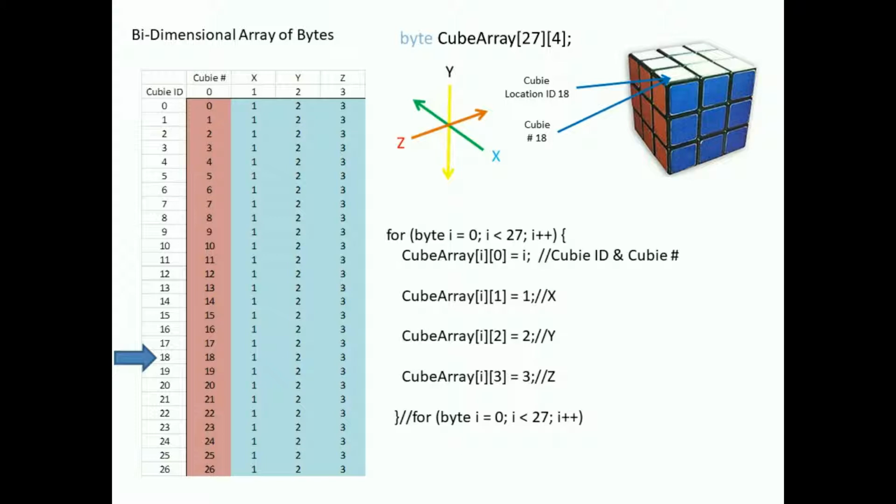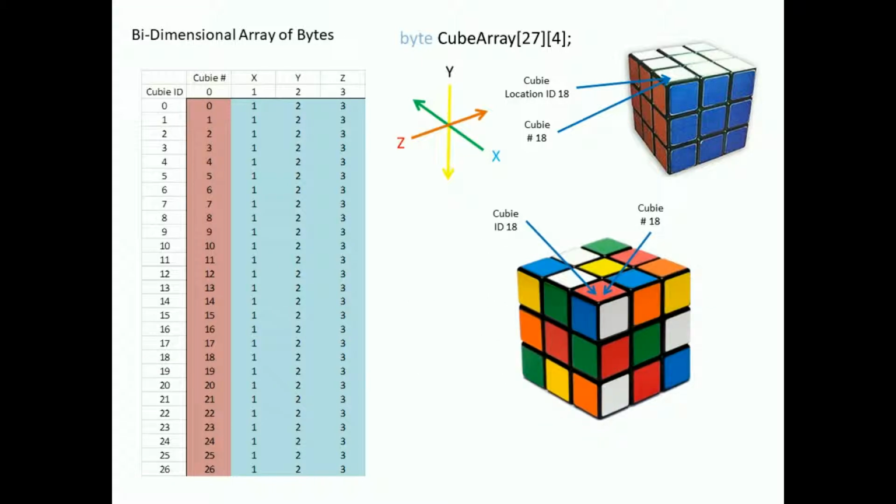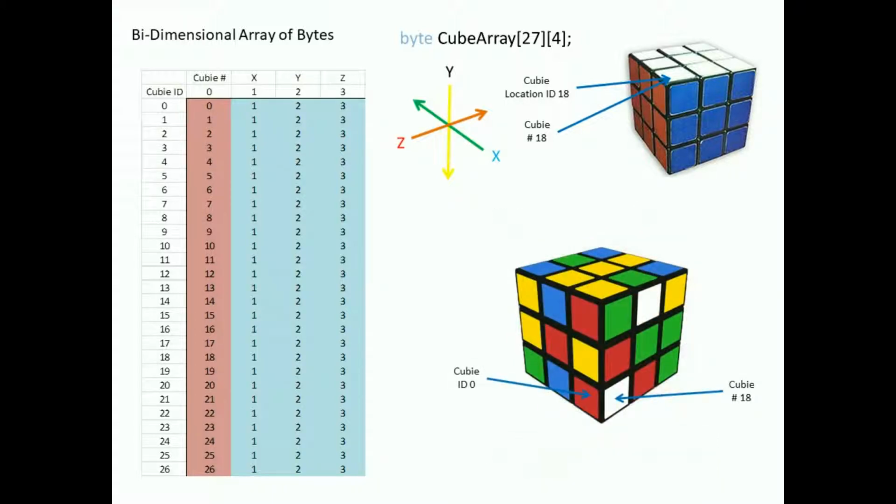So what if we were to jumble up this cube? Well, here we have cubie 18 still in location ID 18, however our X, Y and Z's are no longer correct. If we were to query our cube array and look at cubie ID 18, we would see clearly there is cubie 18. However, we now have a 3 in the X, a 1 in the Y and a 2 in the Z, which corresponds to how the cube has been mixed up. Similarly, if we put cubie 18 in location ID 0 and query it, we would get a similar result.